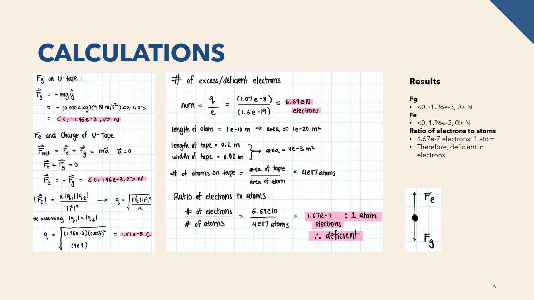The initial conditions are shown in the table, which were also used in calculations. Here are the calculations in the experiment. Force of gravity on a U-tape was calculated by multiplying the mass and the Earth's gravitational constant, as this experiment took place close to the surface of the Earth. The force of gravity is in the negative y direction, and the force of electricity was calculated using Newton's second law in a free body diagram. The charge of the tape was calculated from Coulomb's law, and the number of deficient electrons was calculated using the ratios.